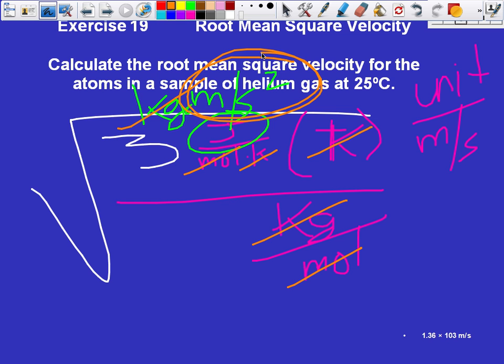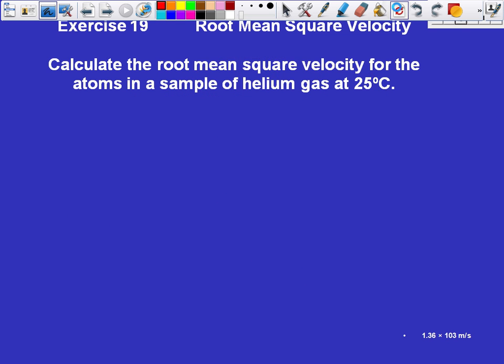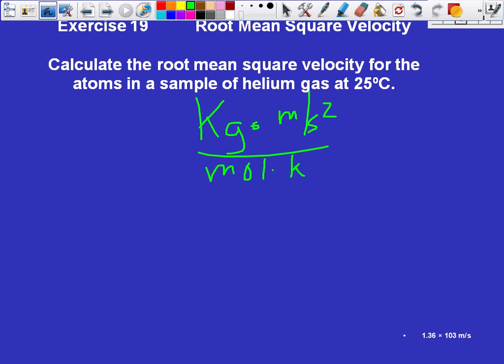Then how do we get from meters per second squared to meters per second? Hopefully you've already seen that we're going to take the square root of this thing. So hopefully that did not confuse you. Let me tell you one more time. We know that the R unit is joules per mole. Well, we know a joule is kilograms times meters per second squared over mole. And again, this is your R value. Then it's times T, which is Kelvin.